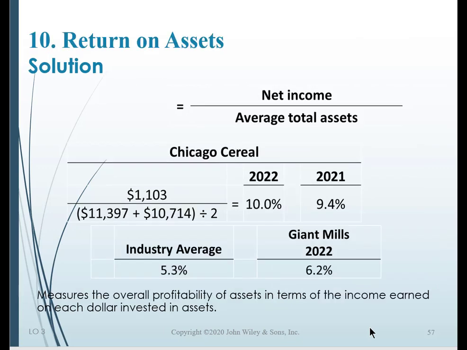Return on assets. Again, we're at 10%. We were at 9.4. We're getting better. Again, look at how we're comparing to the company that we're looking at and to the industry average. Both of them are certainly not negative, so positive is better than negative, but we're performing better when we think about return on assets.